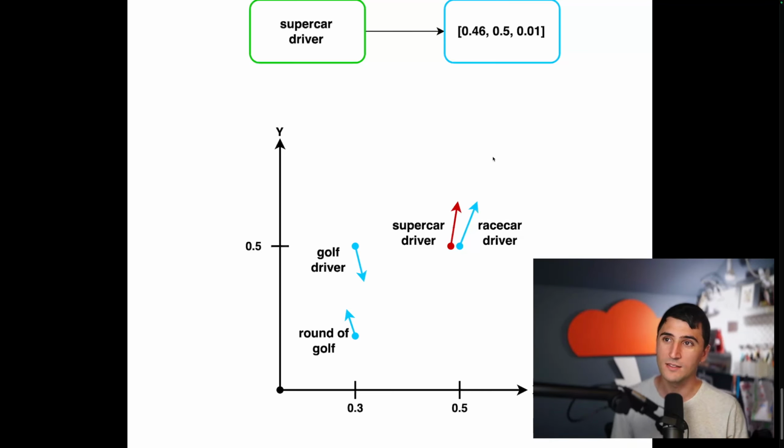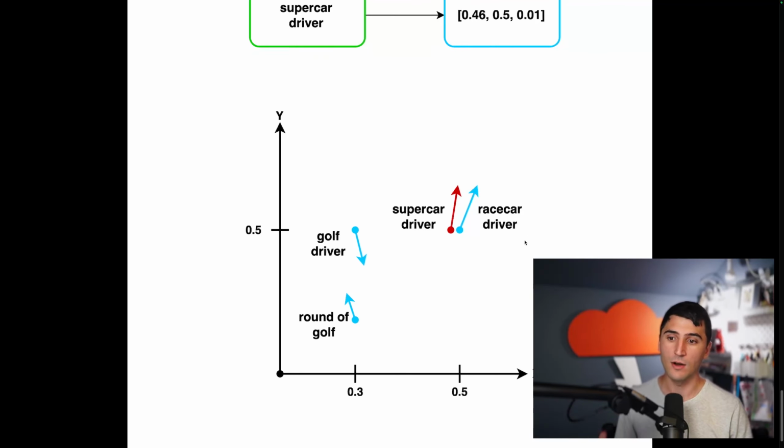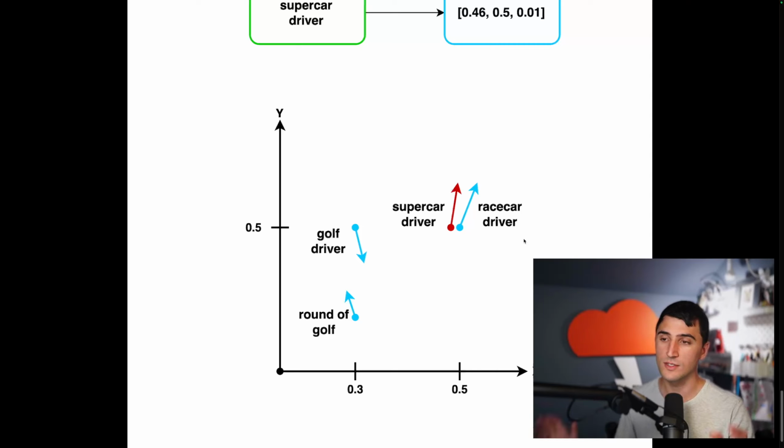But the point is, we've plotted this, and we can say that supercar driver is really close to race car driver. So this is how semantic search works. We're taking these models, producing embeddings, and then comparing them to the other embeddings we have. Now we could say golf driver maybe is a little bit close, but a round of golf is not very close.